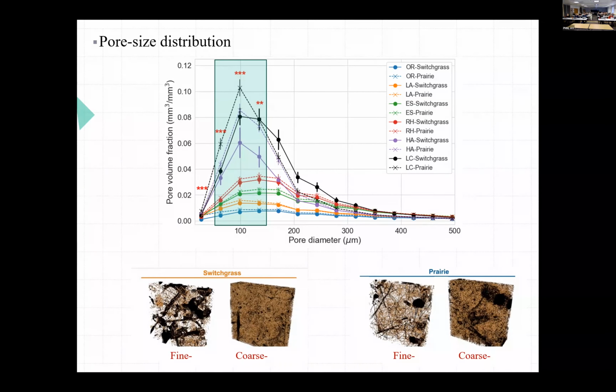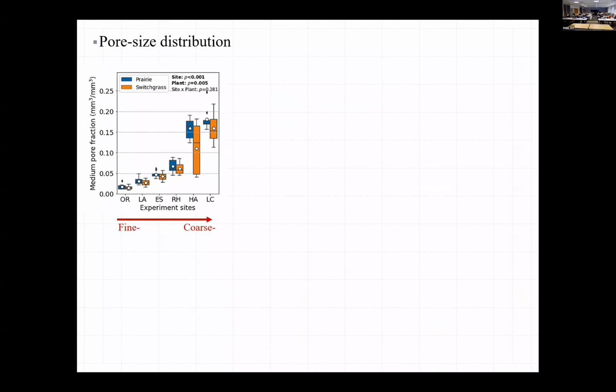And what you see is a big difference due to texture, because yes, texture is the most important factor that influences the volume of these pores in the soil. But besides texture, the vegetation history, prairie versus monoculture, also had a minor but consistent difference.